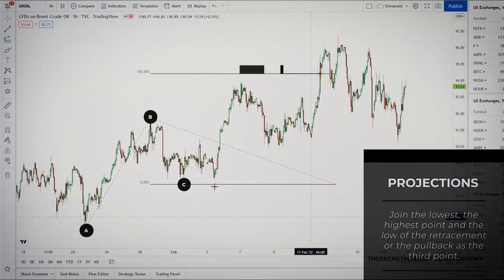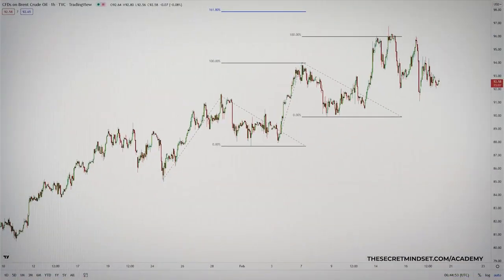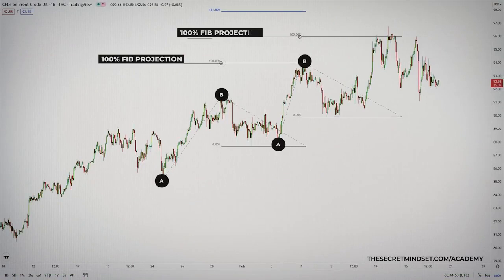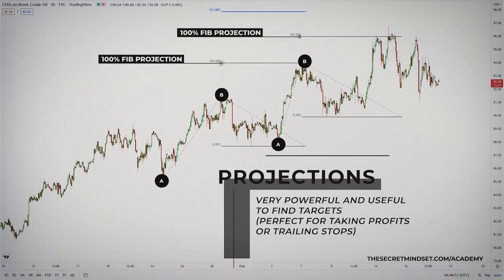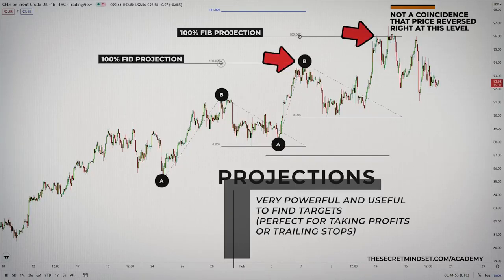This will give you the 100% Fibonacci projection and other probable resistance levels where the price may face resistance in the near future. If the cycle continues in the expected direction, you will start to appreciate the power and the usefulness of these targets to consider taking profits or trailing stops in the hope of a larger profit for your trade. In this example, notice how this target was reached almost to the pip before buyers took profit.